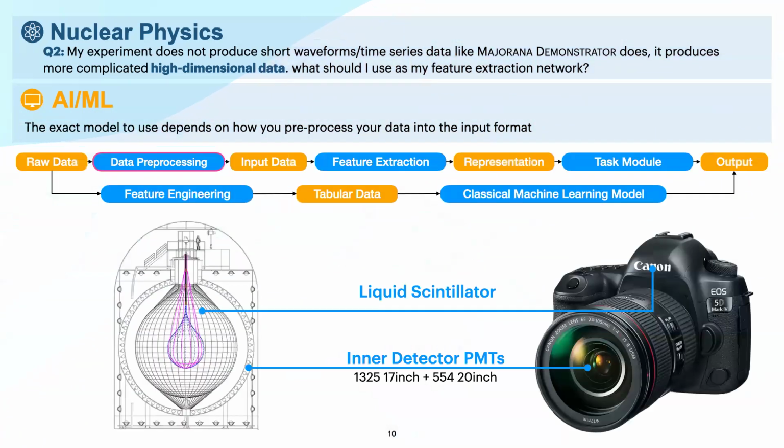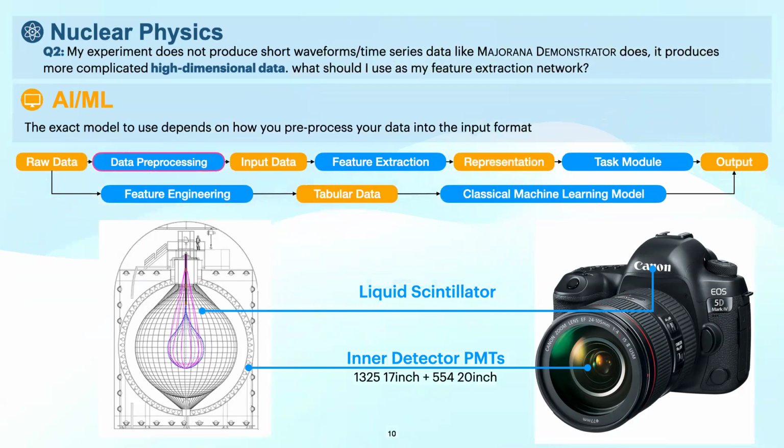So I want to talk about another experiment I'm working on called Kamlan-Zen, which actually produces a very complicated high dimensional data. And we will see how we can pre-process it and analyze it using different kinds of models. Kamlan-Zen is also an experiment searching for neutrino-less double beta decay. It contains 2 critical parts.